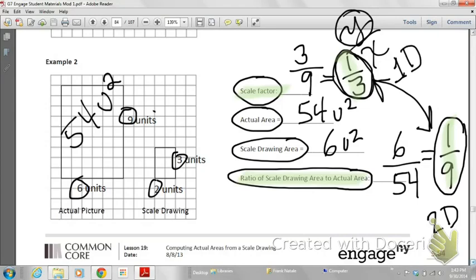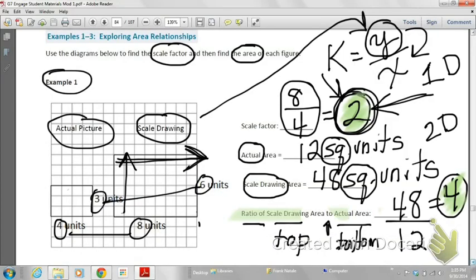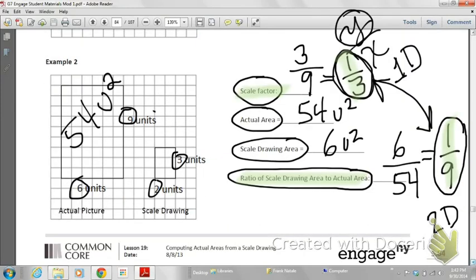Let's go back real quick and take a peek over here. If you remember, our 1D scale factor here was 2. Our 2D ratio of area was 4. Starting to get any kind of suspicion as to what's going on? All right, well, let's go ahead and look at example 3.